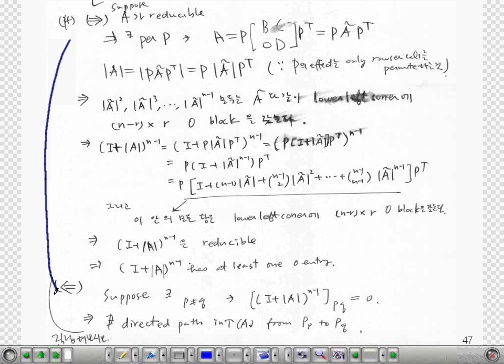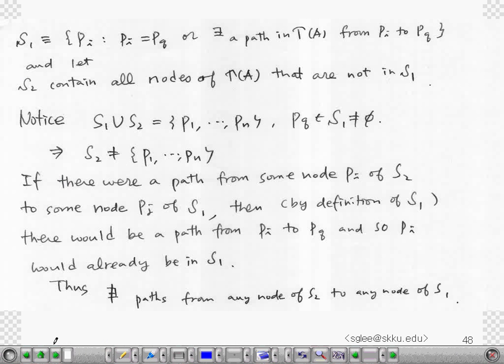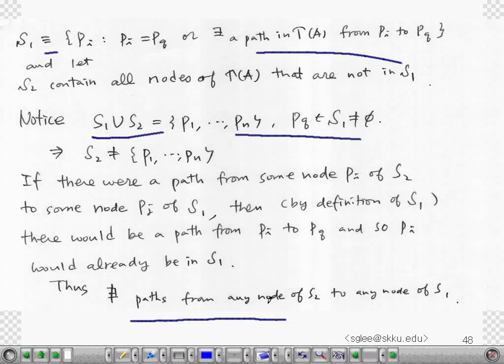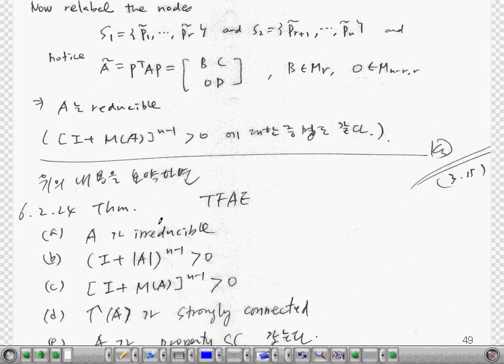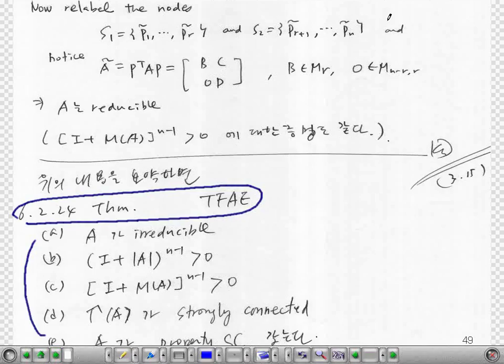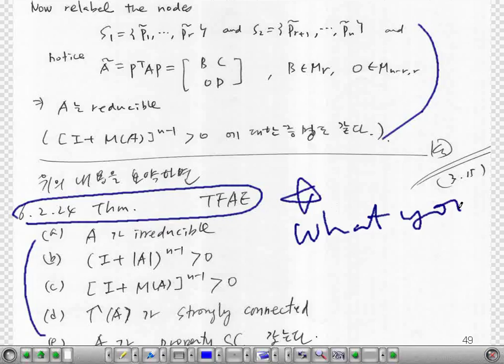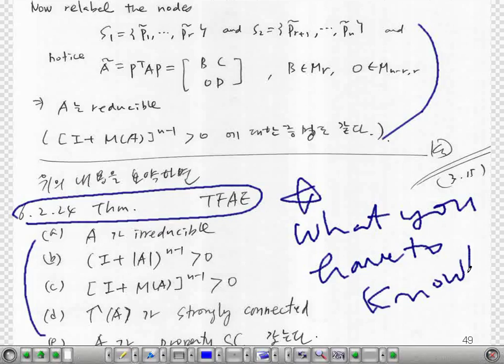Here's the simple proof. You can do it by yourself. All the proofs are written in the textbook. And there are some other comments. These are the proofs of the previous theorems. Combining all together, this is what you have to know.